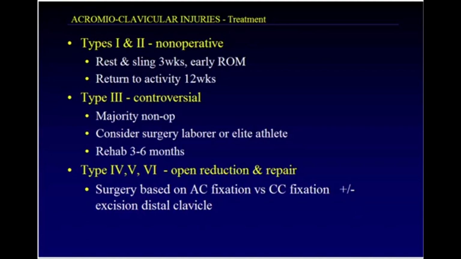Then types 4, 5, and 6, those are the ones that clearly do have operative indications. Open reduction is indicated in repair, and the surgery that you do is based on whether you're going to stabilize the AC joint alone or also do something to reconstruct or repair the coracoclavicular ligaments, and you can also consider excision of the distal clavicle in certain situations.